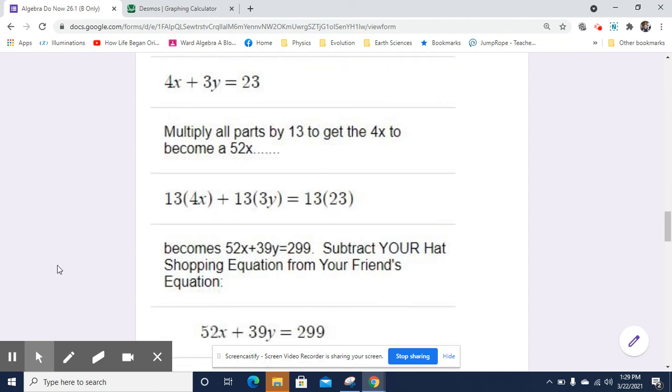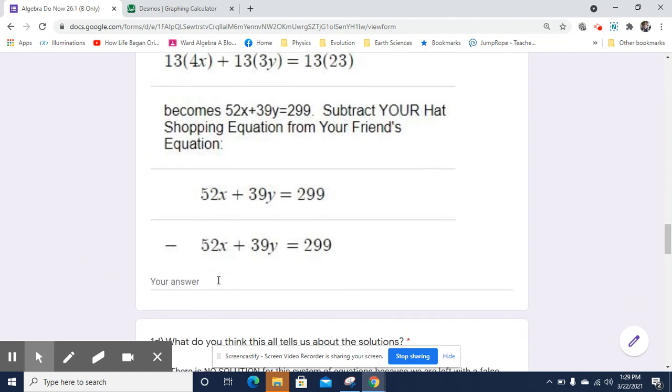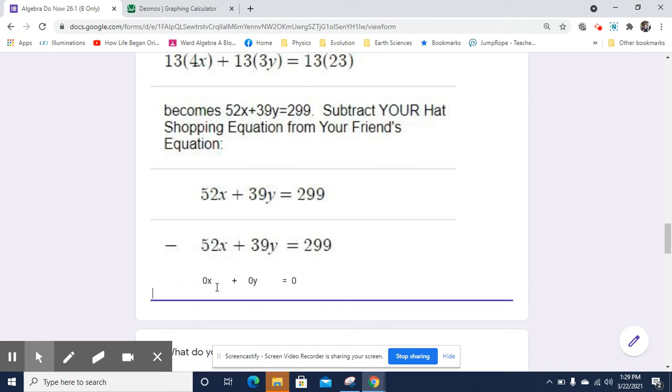Your job is to subtract your hat shopping equation, which is this one down here, from your friend's equation. Actually, it's kind of hard to tell which is which because they're the same equation, aren't they, now that I've scaled it up? Well, let's see what we get. If I do 52x minus 52x, I get no x's, 0x. If I do 39y minus 39y, I get 0y. And if I say 299 minus 299, I get 0. So I've got a whole lot of 0 over here.